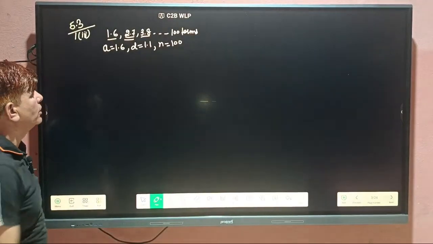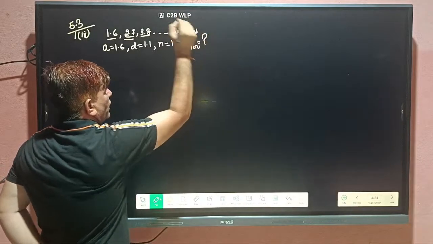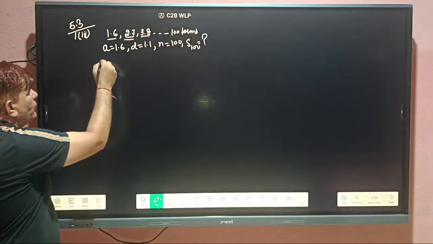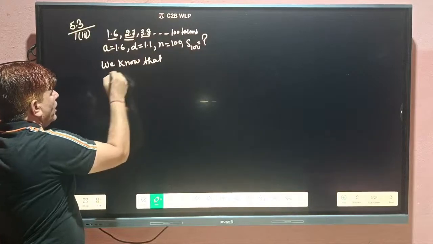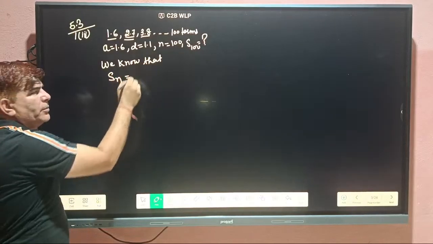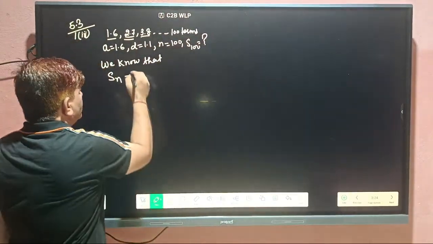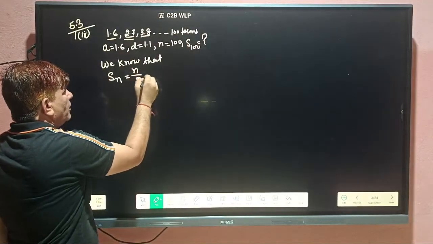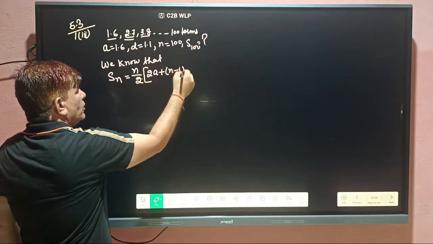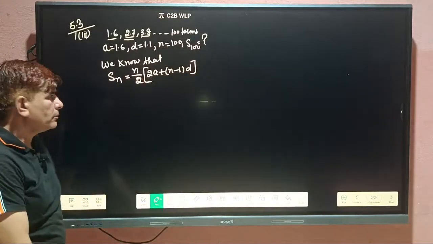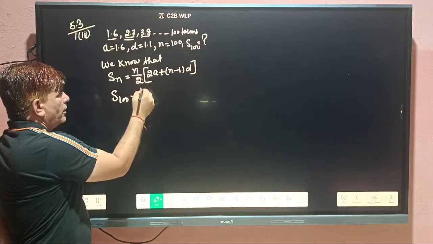And which thing we have to find out? We have to find out S100. We know that Sn, meaning sum of the first n terms of the given AP, is n by 2 bracket start 2a plus n minus 1 into d. So this thing we have to find out. S100, n is 100, so 100 by 2.